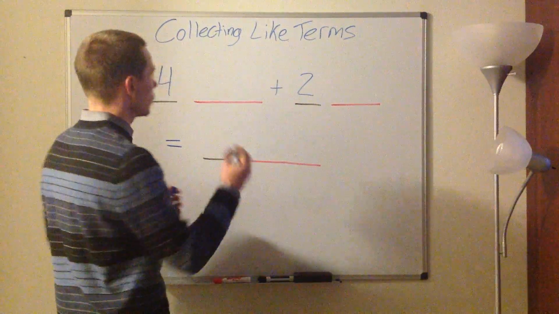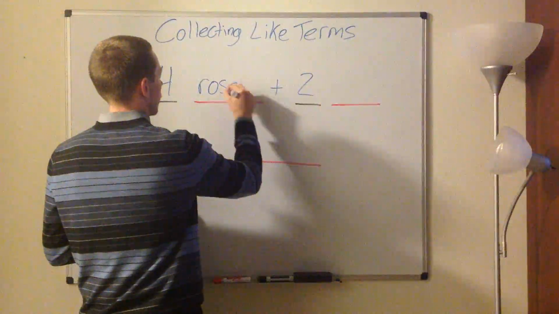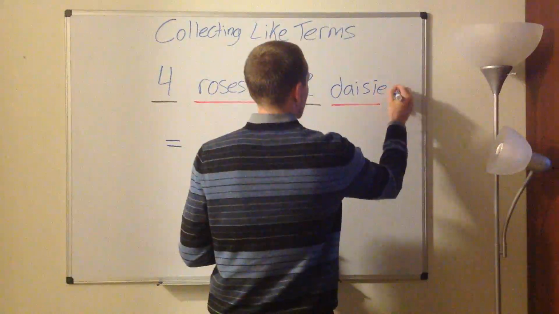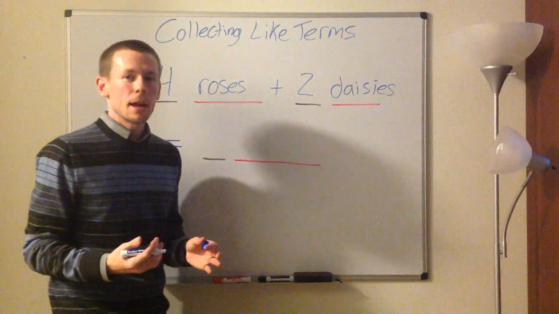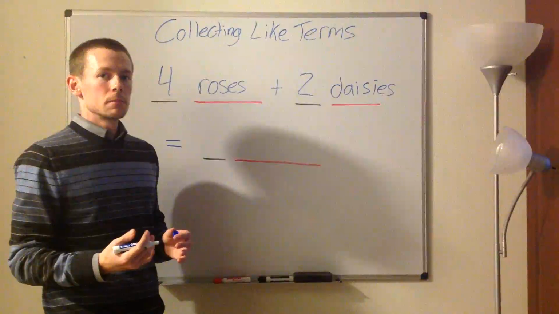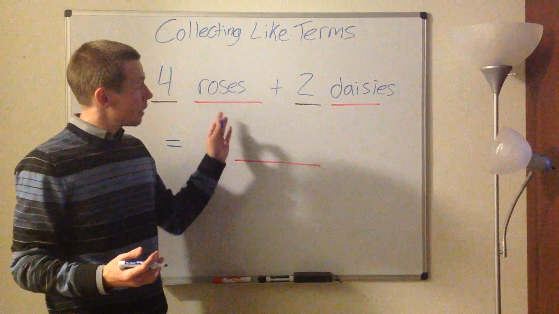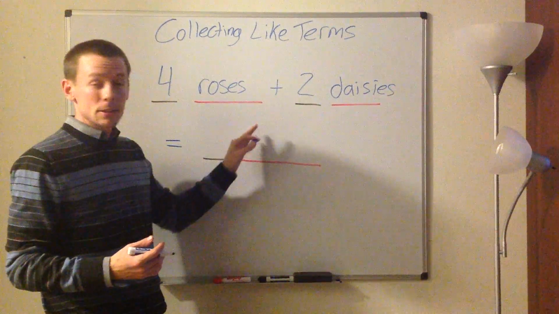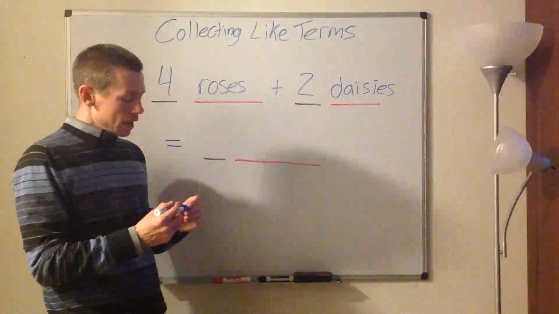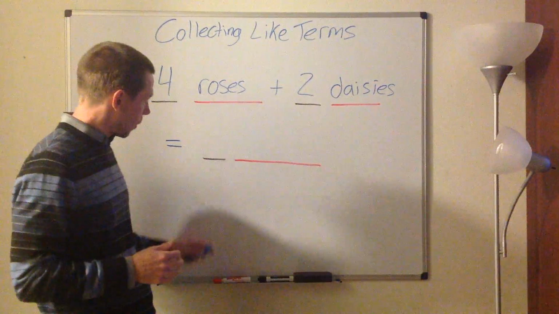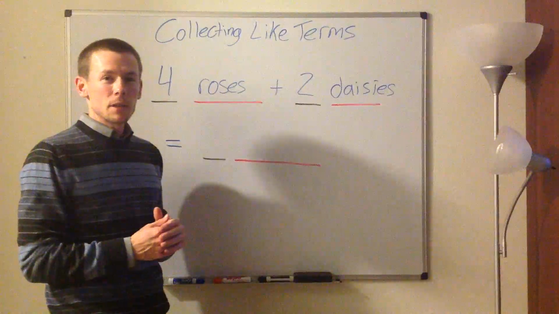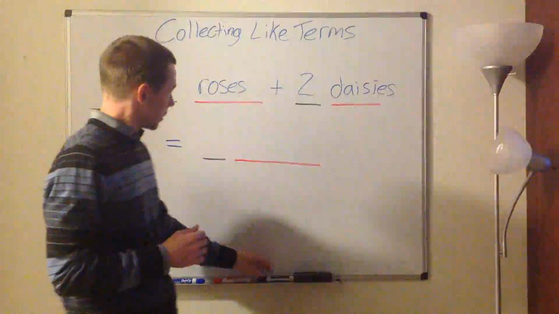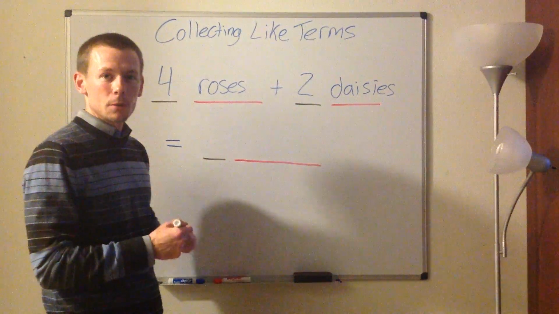What if I change this now to say 4 roses plus 2 daisies? Can we add those together now? Actually, still no. They're kind of closer together than footballs and cats were, but as it's written right now, we cannot answer this. This is still no answer. Is there a way we could change this somehow, make them a different category, and then be able to add them together? Think about the category that daisies and roses fall under.